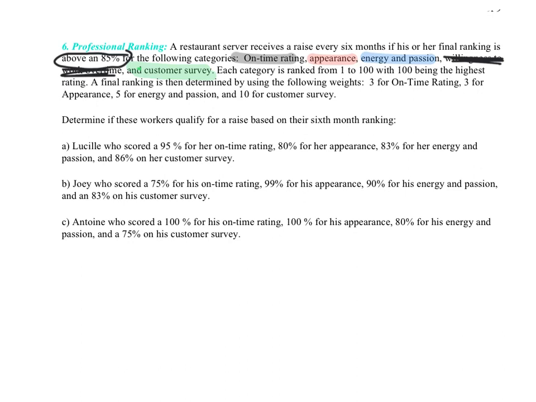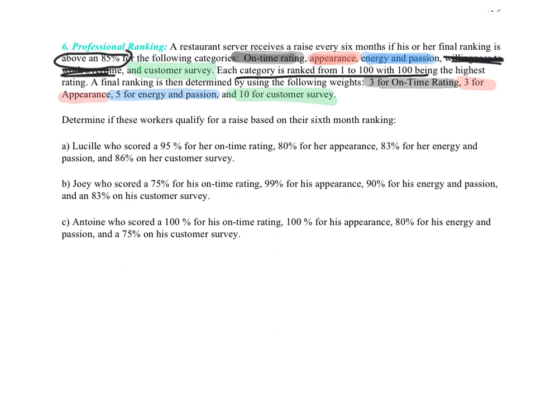And it says each category is ranked from 1 to 100, with 100 being the highest. The final ranking is then determined by using the following weights. So it says for the on-time rating, that receives a weight of 3. For the appearance, that's also a weight of 3. Energy and passion, that gets a rating of 5. And then it looks like the customer survey has the highest weight of 10. Determine if these workers qualify for the raise.